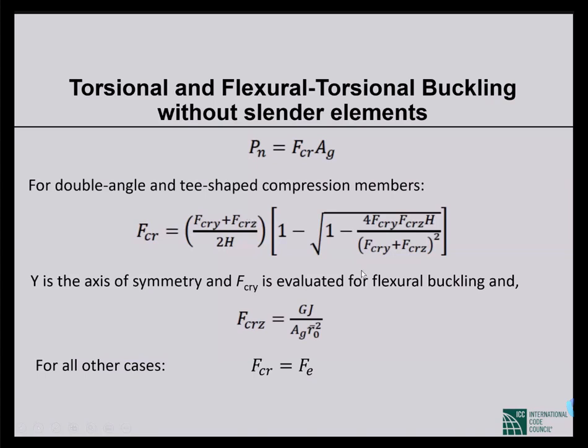And you see, FCRY will have to be calculated just like the previous case, like the previous formulas, but for FCRZ, the formula is completely different because this is related to shear. That's why we have shear modulus here, and polar moment, and GJ is the shear rigidity.